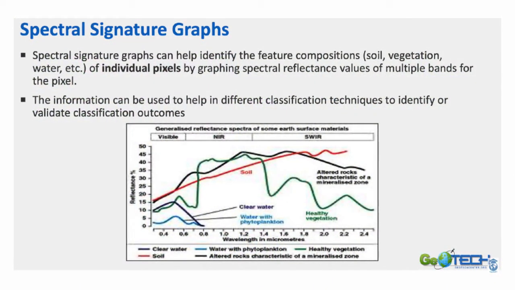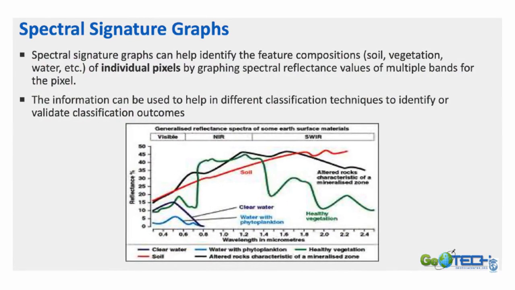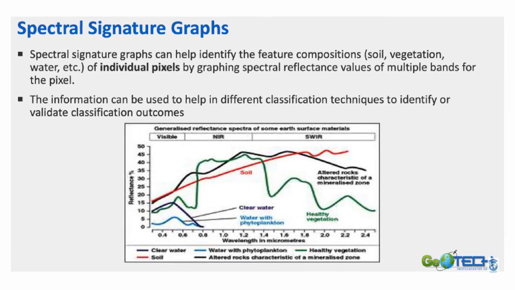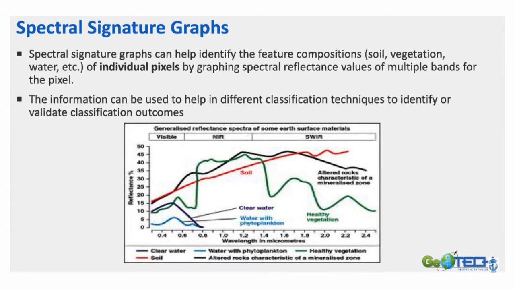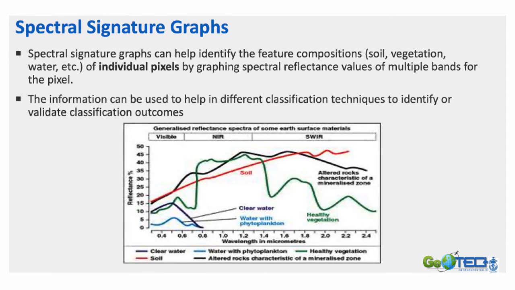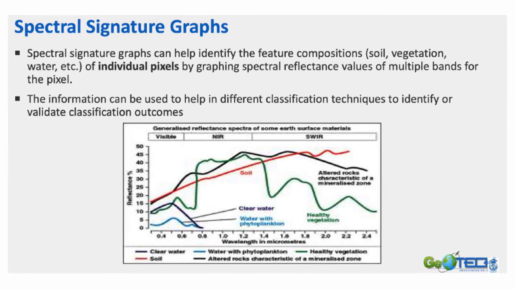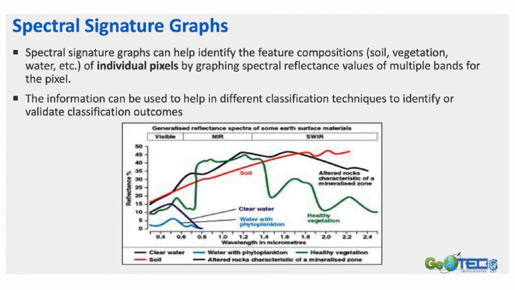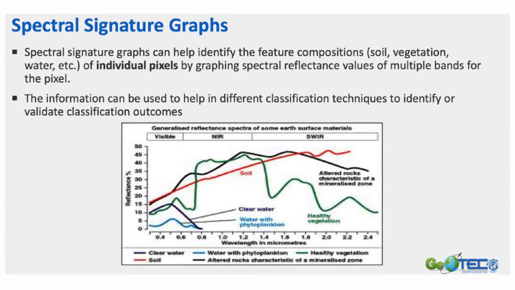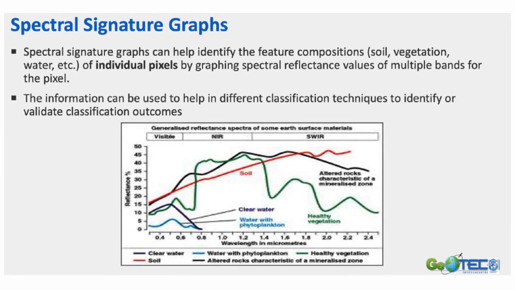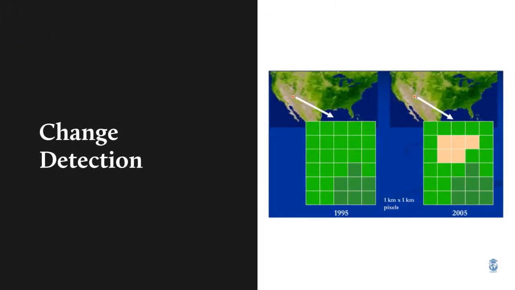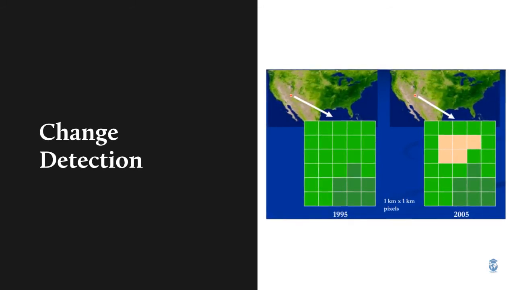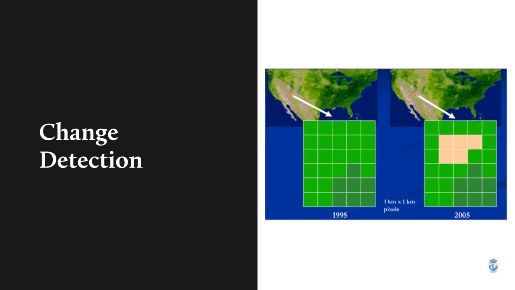Information that can be used to identify or validate classification outcomes will be spectral signatures. Due to the nature of absorption and reflectance, individual surfaces will have different spectral signatures. And spectral signatures can help identify the feature compositions, including soil, vegetation, and water, of individual pixels by graphing spectral reflectance values of multiple bands for the pixel. Once we determine what a pixel looks like, we can actually compare pixels of the same area over different times to get a change analysis.